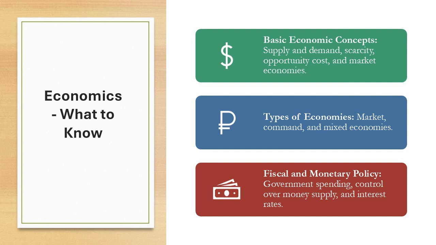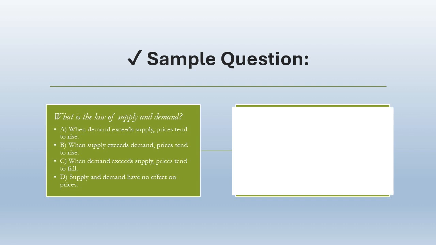3. Fiscal and monetary policy. Fiscal policy refers to government spending and taxation decisions. Monetary policy involves the control of the money supply and interest rates by the central bank to influence the economy. Let's see how well you've absorbed the information with a sample question.